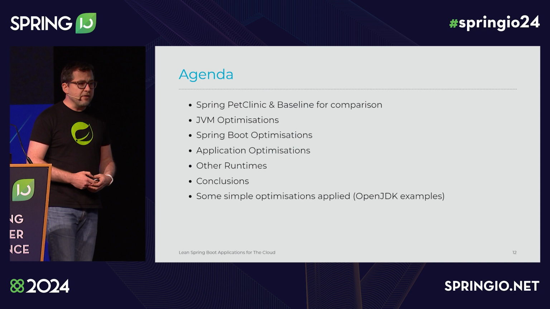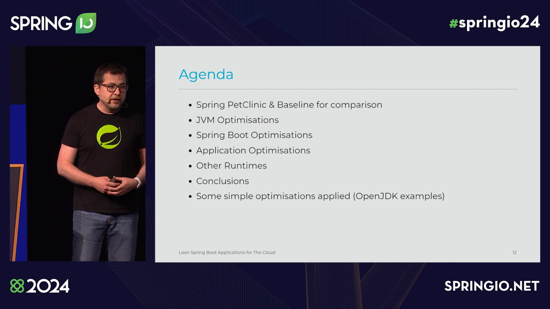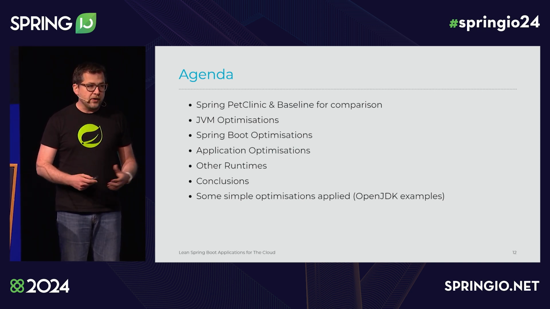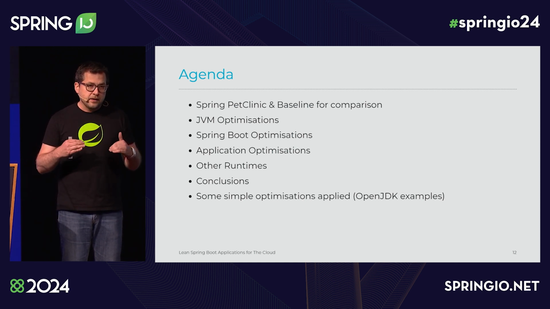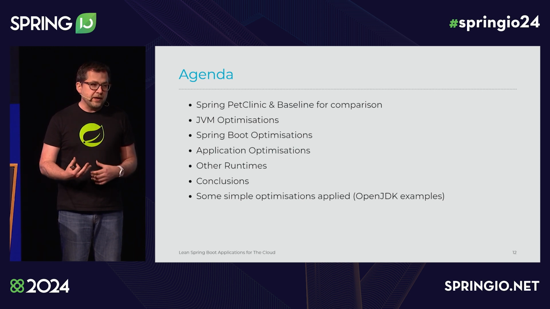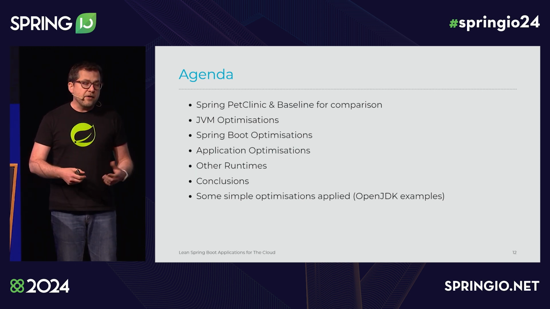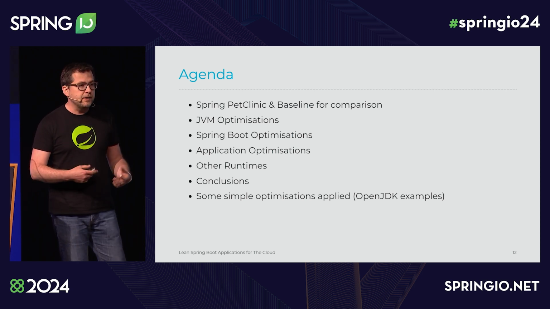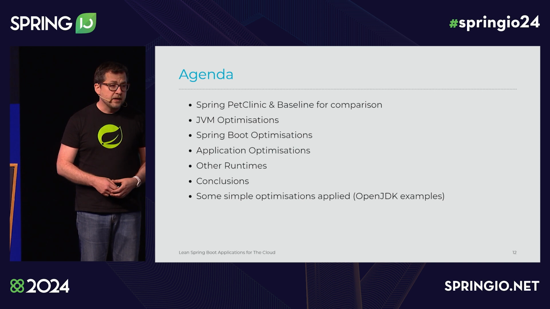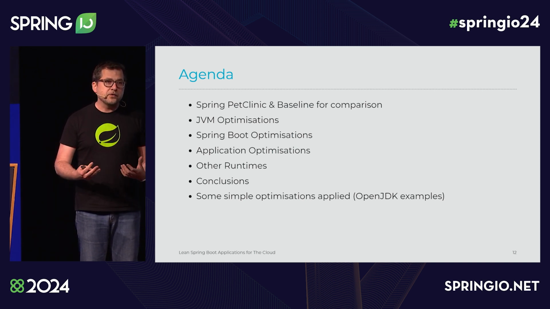So we are going to have a look at first the application you have probably seen already a few times today. I'm talking about the pet clinic, because it's the example you can also take afterwards and do some benchmarking on it. Then we take this as a baseline. That means we measure certain things we are going to compare against. And then afterwards we talk a little bit about JVM optimizations, Spring Boot optimizations, maybe also some application optimizations. Then also talking about other runtimes. And in the end, some conclusions and also some combinations of all the things we have been talking about previously.